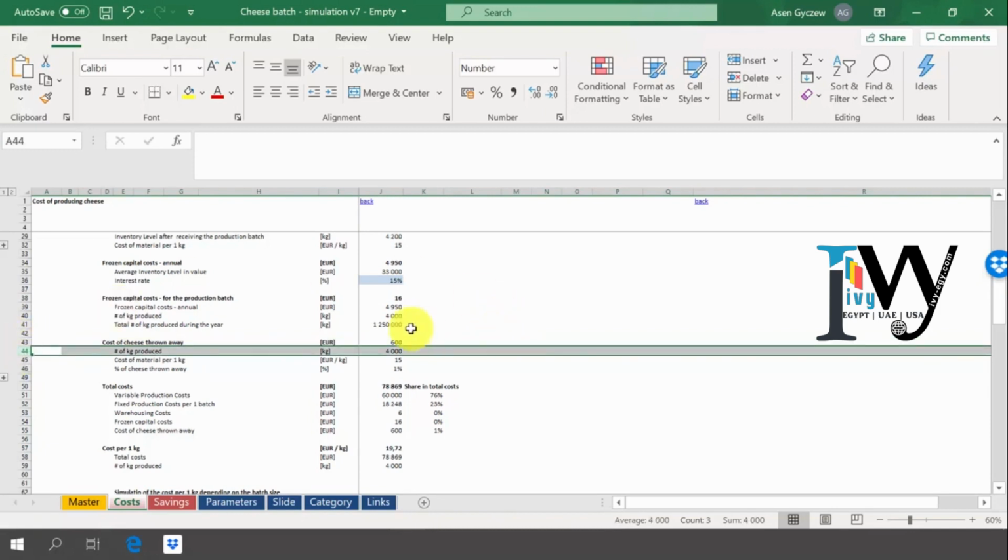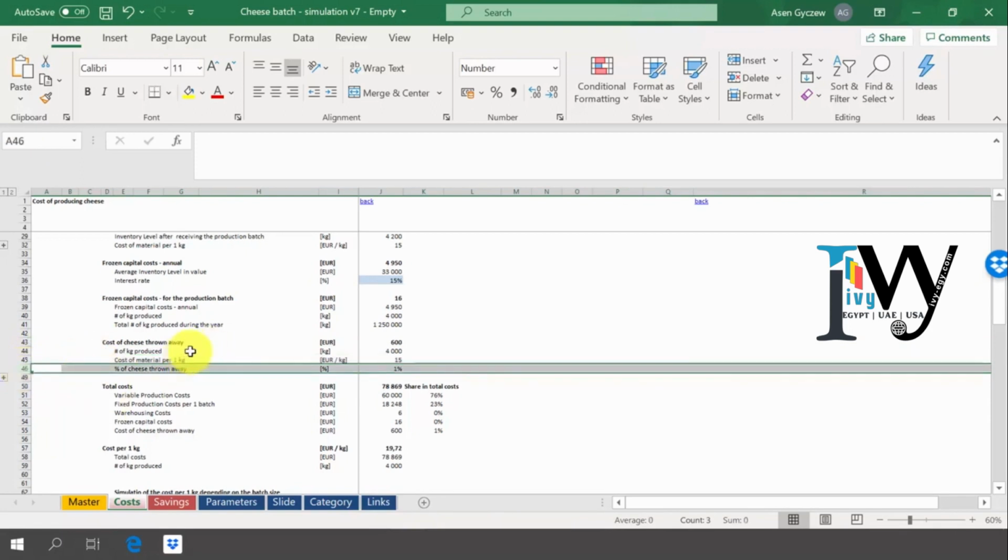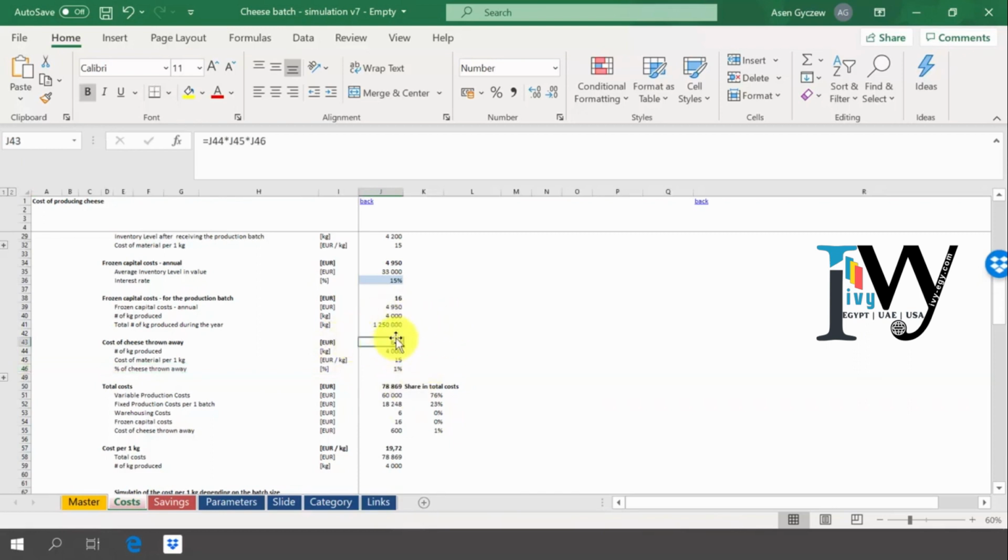And we have the number of kilograms per production batch and the cost of material. So we look only at the cheese thrown away in the cost of material, and we have assumed a certain percentage of the cheese being thrown away, which is dependent on the size of the production batch. For this size of production batch, it's 1%. Therefore, the total cost of the cheese being thrown away is 600 euro.